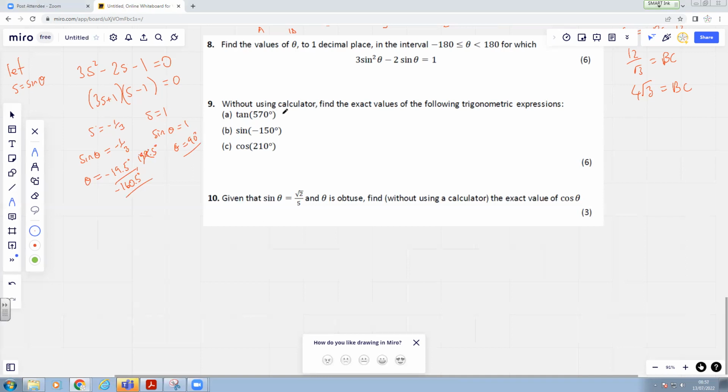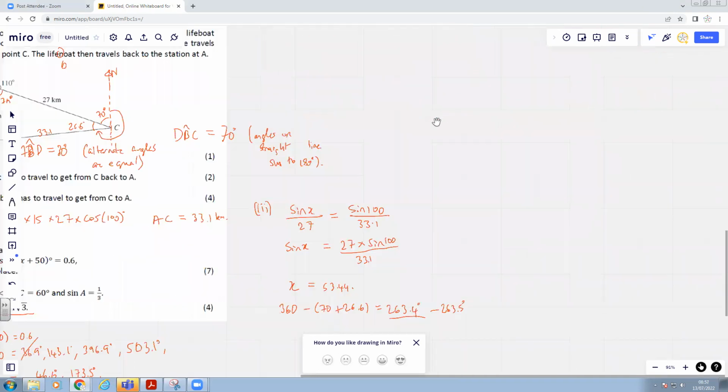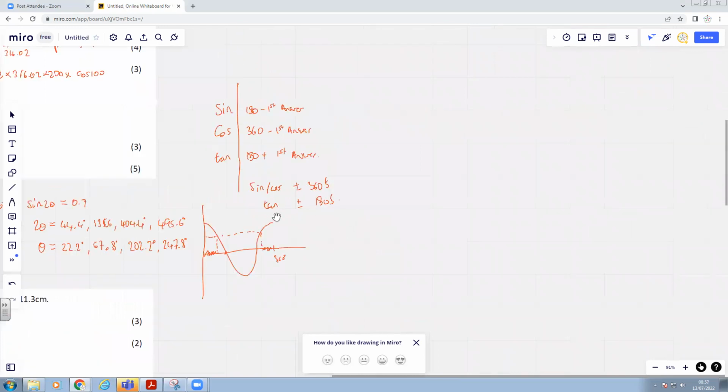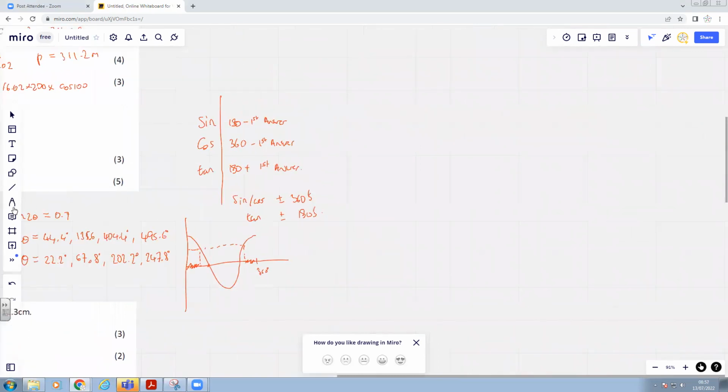Okay, now this one. This is about the periodicity of sin, cos, and tan. Now, you know I was saying you can add 360s and add 180s. That's exactly the principle I'm going to use in this question. You can add 360s to sine and cos because they repeat every 360. Look at sine, for example. Sine goes up and down, 360 degrees. And then it does the same thing again.